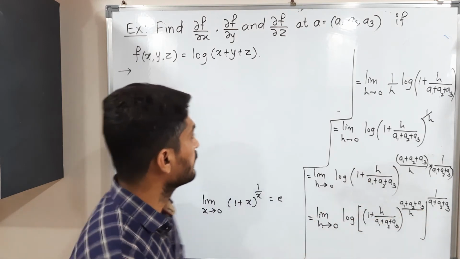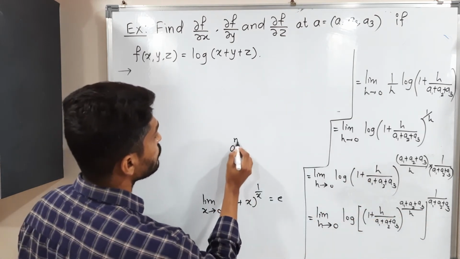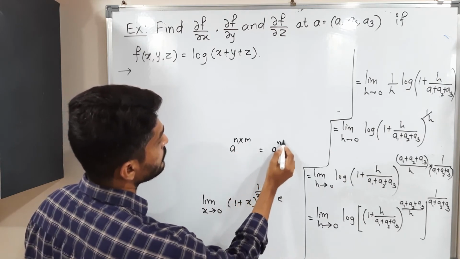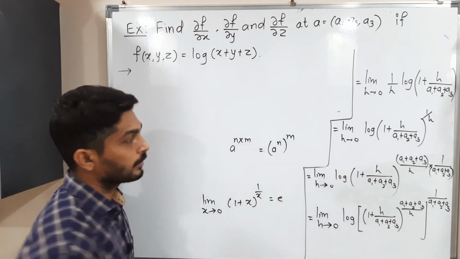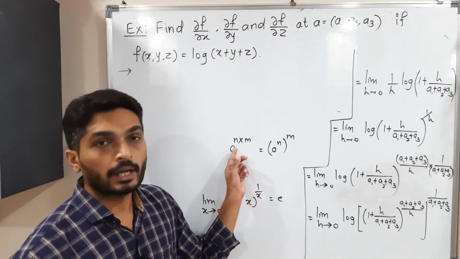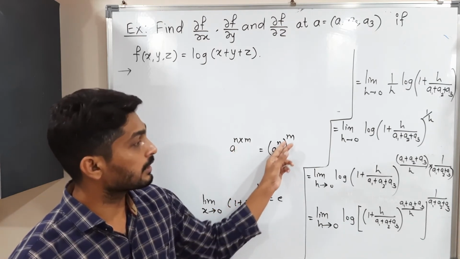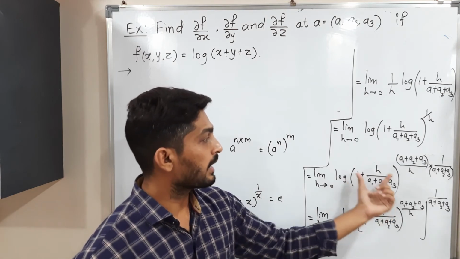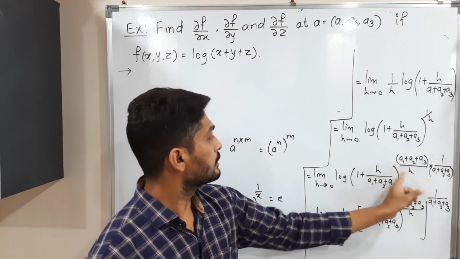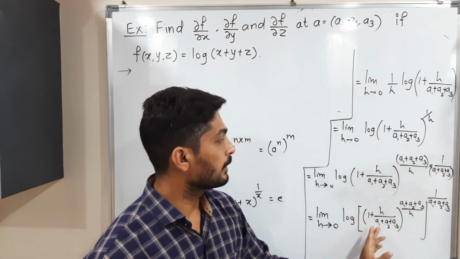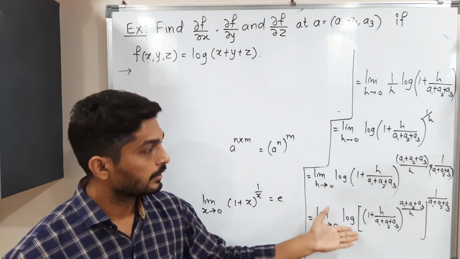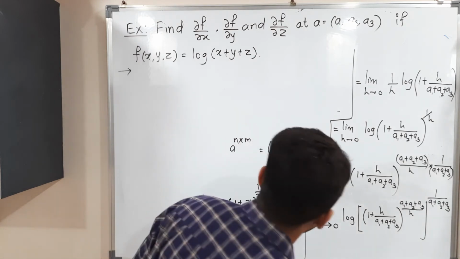And the second thing, that result is, in our school we have already studied a raised to n into m is equal to (a raised to n) raised to m. We can write it in this way: a raised to n into m is equal to a raised to n, raised to m. So the same thing I wrote here. This bracket is a raised to n into m equal to (a raised to n) raised to m. By this result I could write it. Okay, so let us continue.